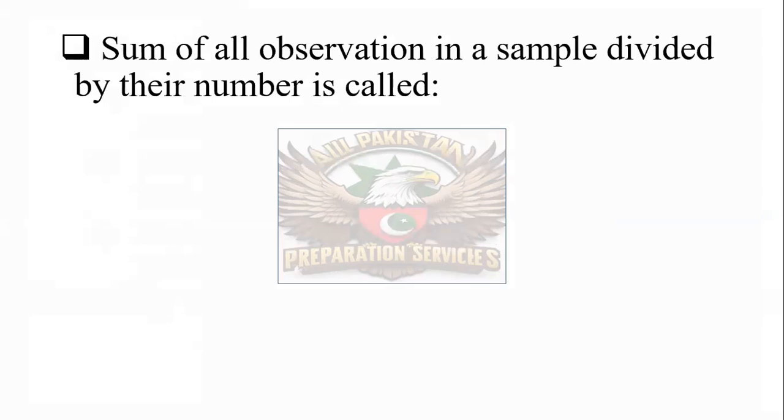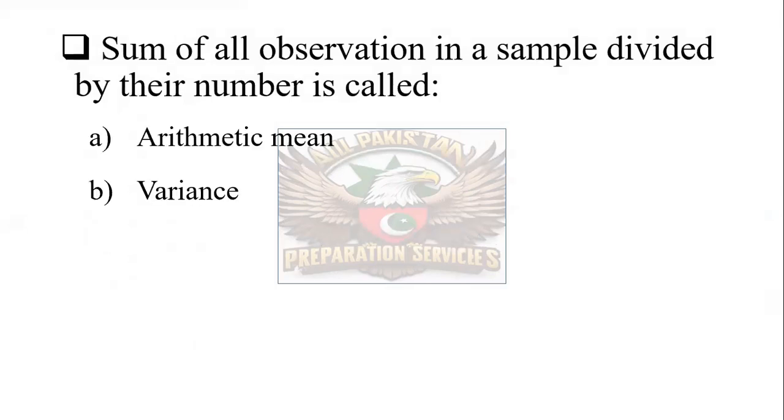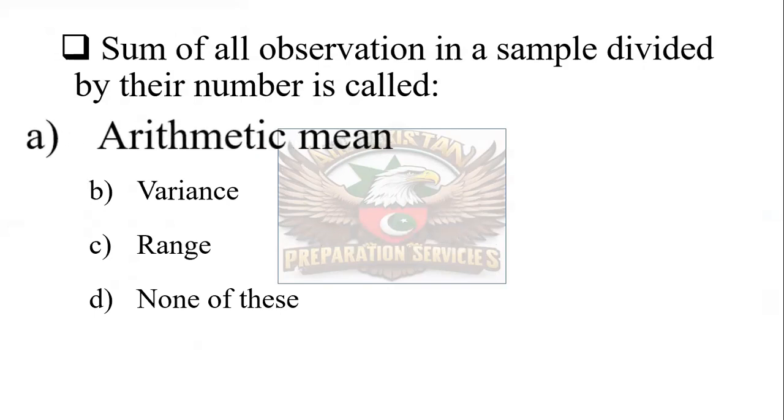The sum of all observations in a sample divided by their number is called arithmetic mean, variance, range, or none of these. And the correct one is arithmetic mean. Arithmetic mean is the sum of all observations in a sample divided by their number.